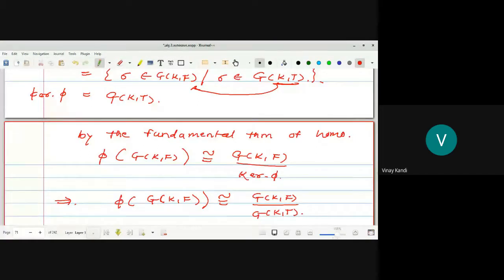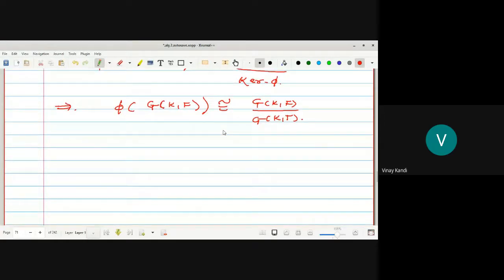Okay. Now, what do we have? The mapping is from GKF to GTF. Is it correct? Okay. So pi of GKF is what? A subgroup or subset of GTF. If it is onto, then pi of GKF is equal to GTF.